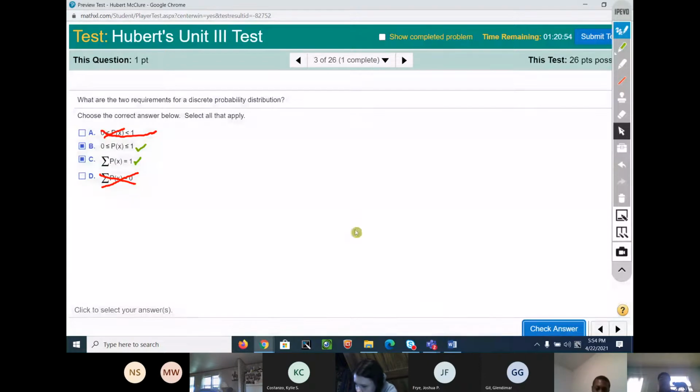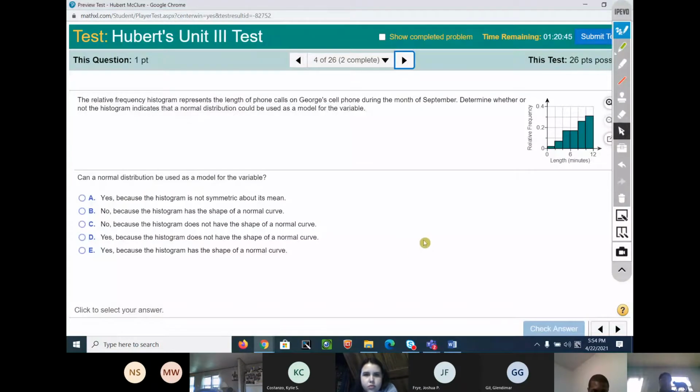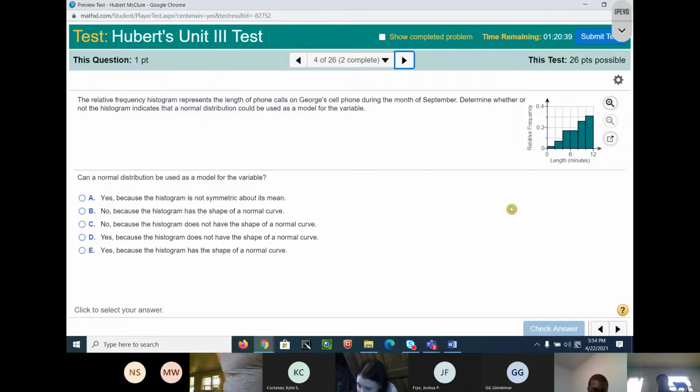All right, let's find another Chapter 6 question. This is a Chapter 6 question, and it's another one that's pretty, I won't say not easy, but it is kind of pretty straightforward. Can a normal distribution be used for this?